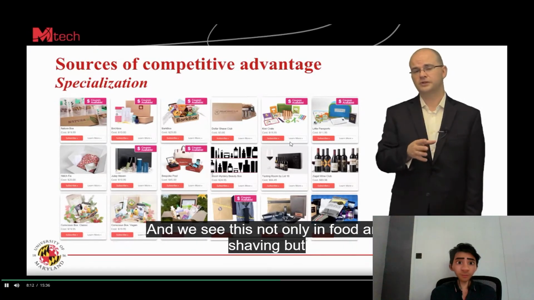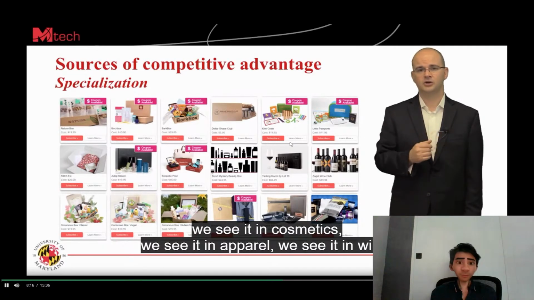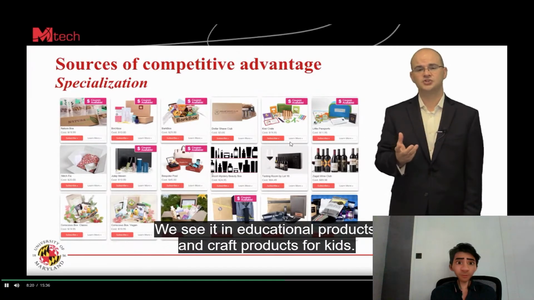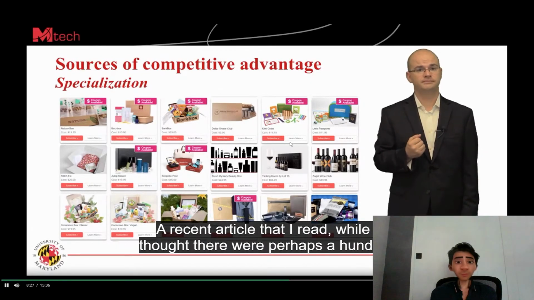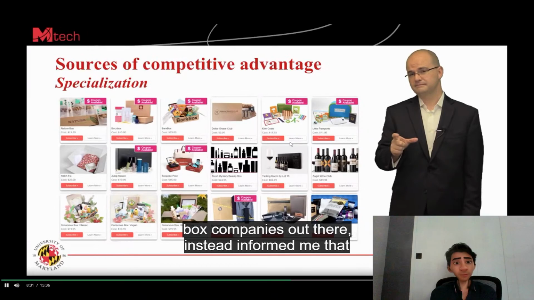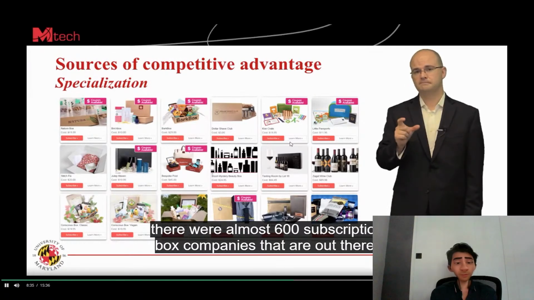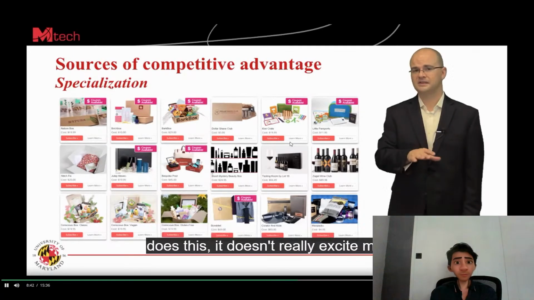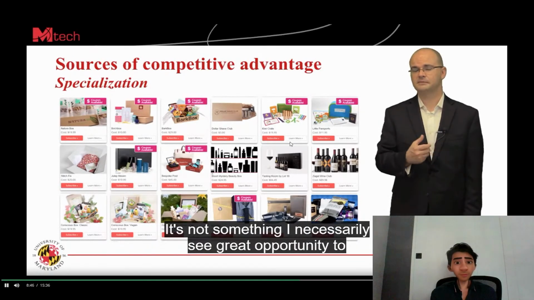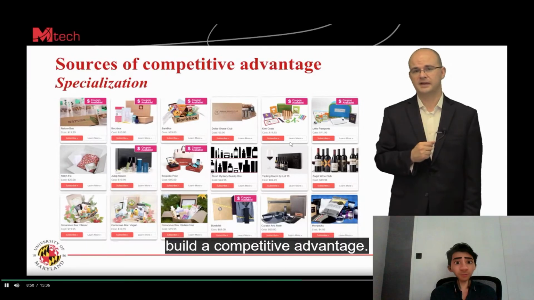And we see this not only in food and shaving, but we see it in cosmetics. We see it in apparel. We see it in wine. We see it in educational products and craft products for kids. A recent article that I read, well, I thought there were perhaps 100 box companies out there. Instead, it informed me that there were almost 600 subscription box companies that are out there. So when a student comes along that wants to do the 601st company that does this, it doesn't really excite me. It's not something I necessarily see great opportunity to build a competitive advantage.